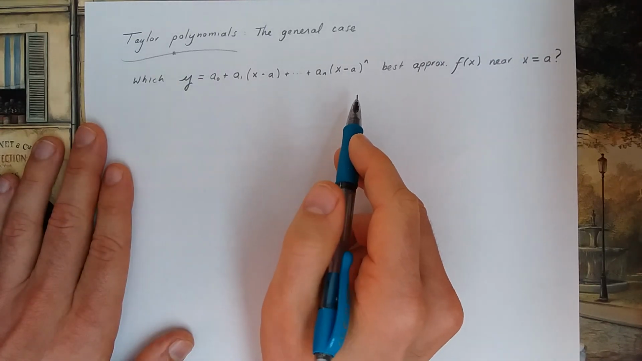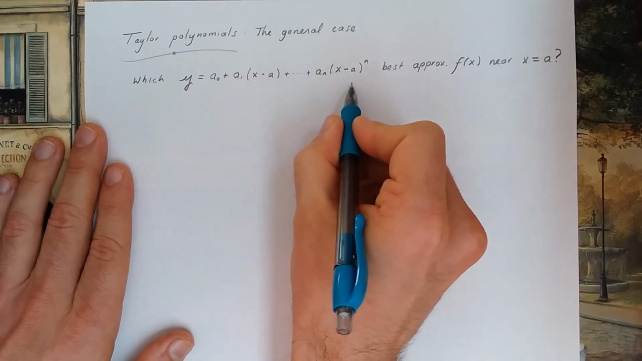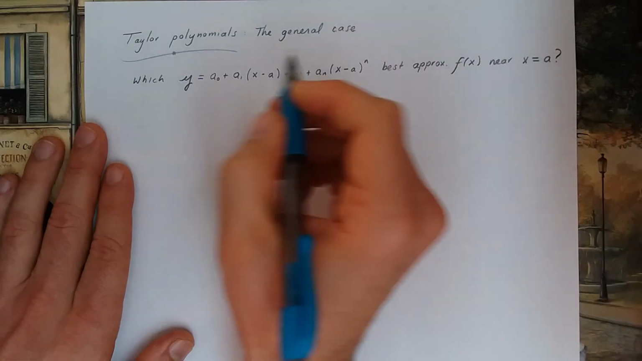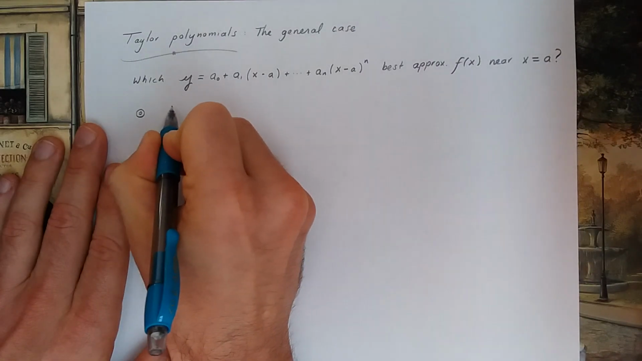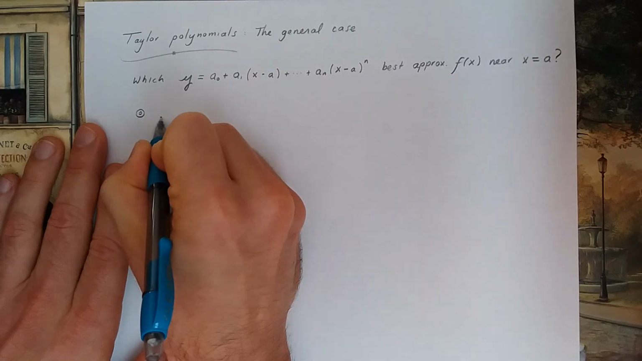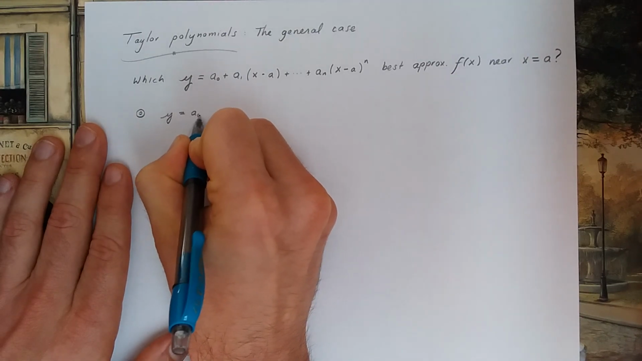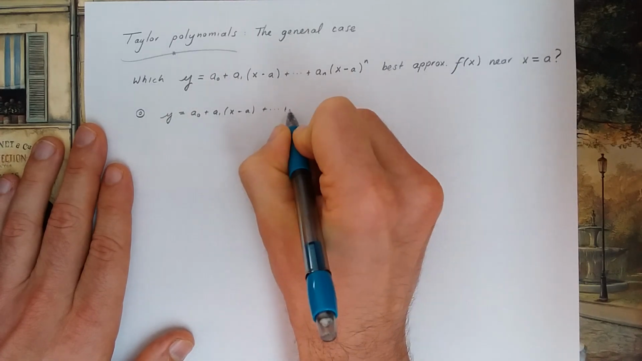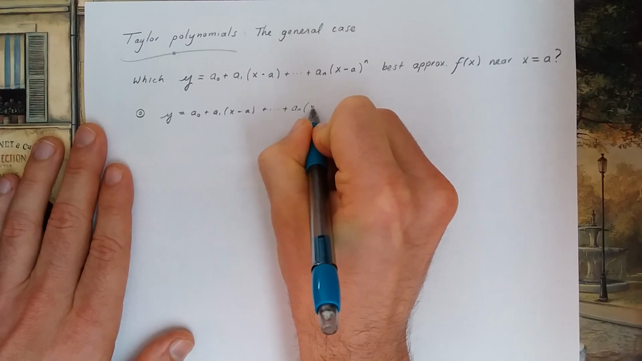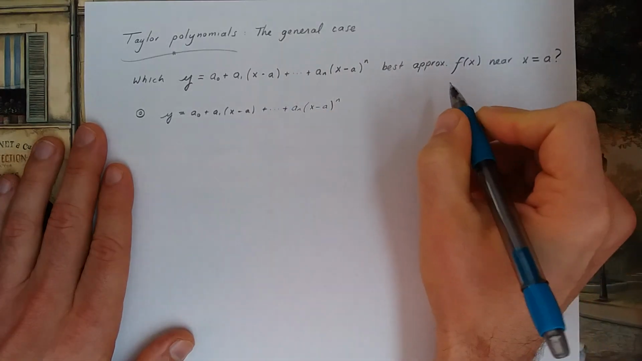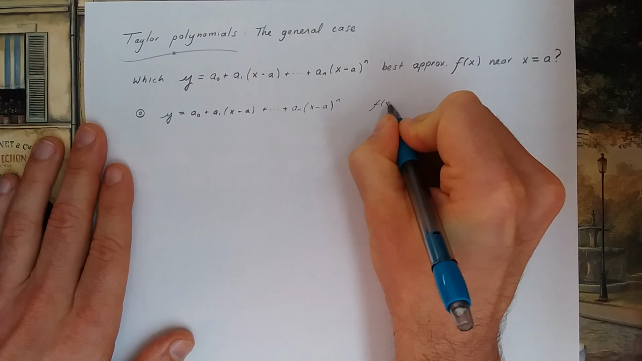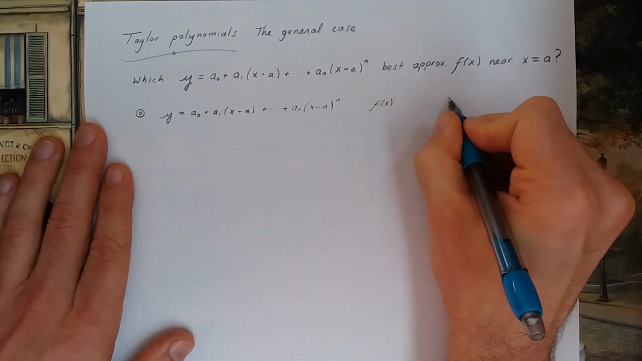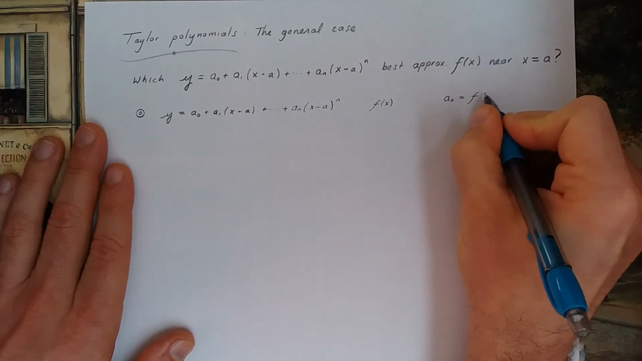So how do you find that? Well, if I plug in a to my polynomial and to my function, I should have the same value. So condition 0 is, if I plug in a, my polynomial is a0 plus a1 (x minus a), and so on. My function is f of x. If I plug in a to both of these, they should match. That tells me a0 is equal to f of a.